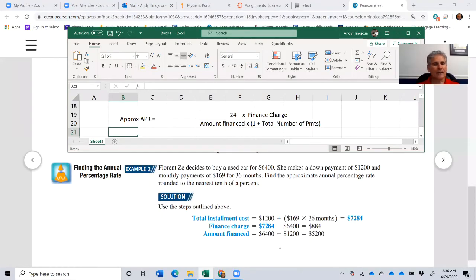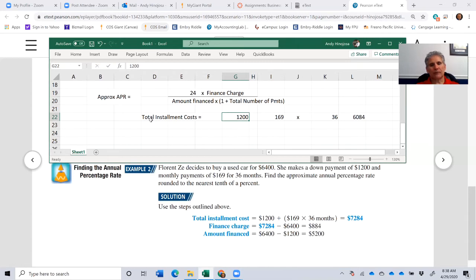So let's look at example number 2. Florent Zay decides to buy a used car for $6,400. She makes a down payment of $1,200 and monthly payments of $169 for 36 months. Find the approximate annual percentage rate rounded to the nearest 1/10%.